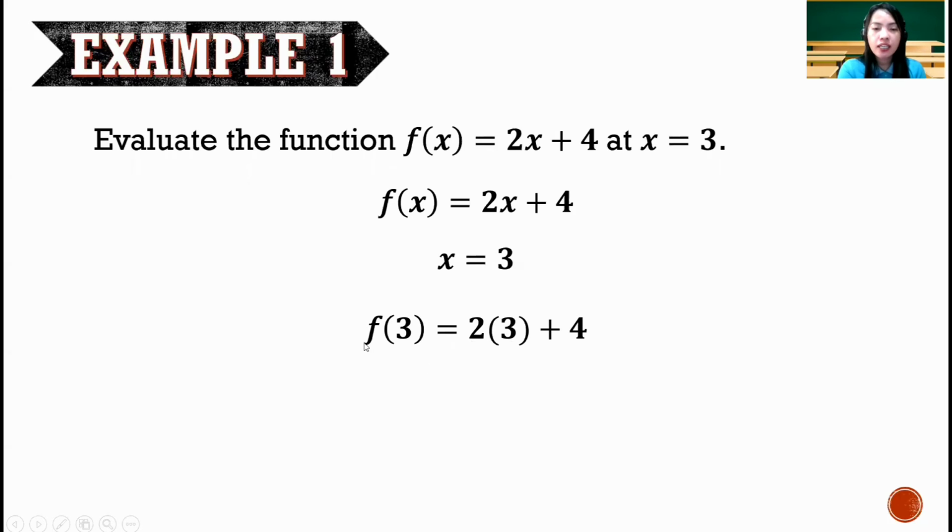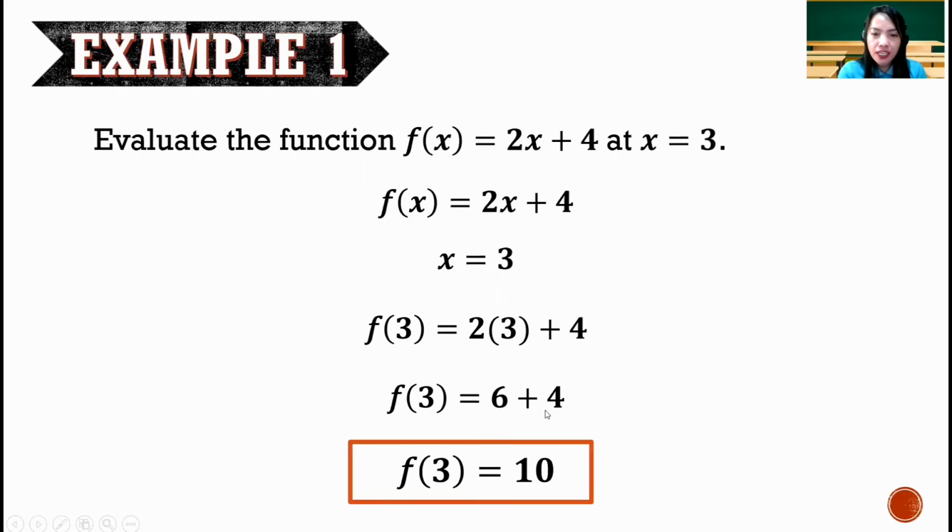So, naging siyang f of 3 equals 2 times 3 plus 4. Next is to simplify. f of 3 equals 2 times 3 is 6, plus 4. 6 plus 4 is 10. f of 3 is equal to 10. That's the final answer.